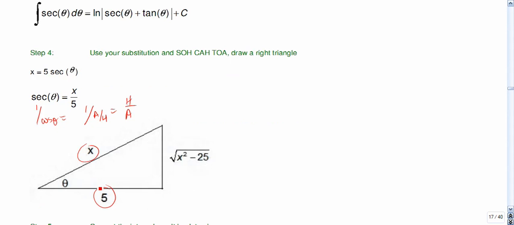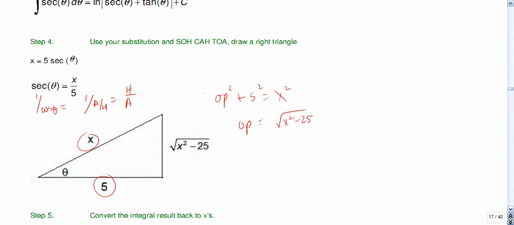And if I run the Pythagorean theorem, right, I'd get opposite squared plus 5 squared is x squared, and if I did the math out, I get the opposite is the square root of x squared minus 25. You may notice, by the way, in each of these that the third side we find is actually related to what we started with in the original problem. Not always identical, but usually related to.